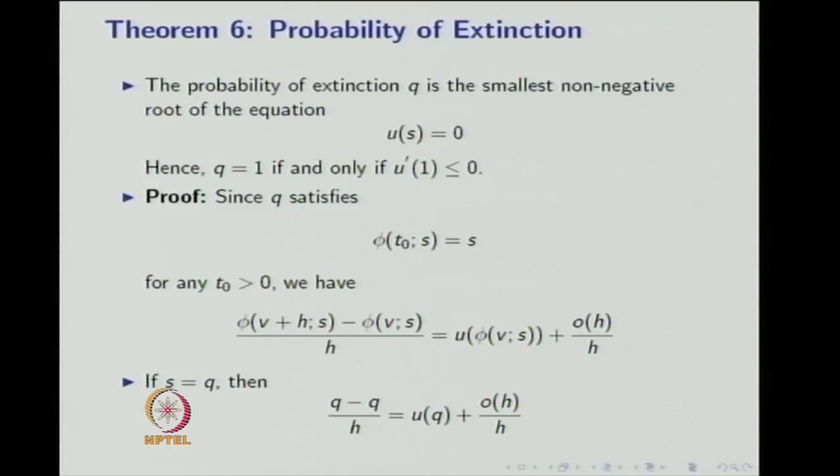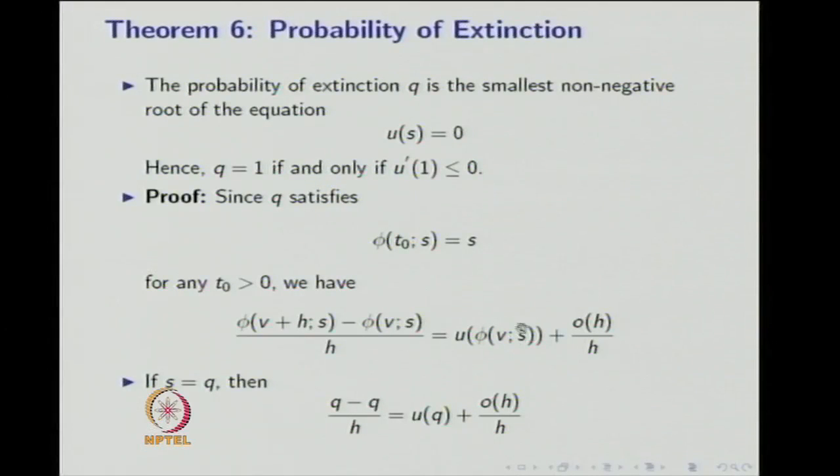So, here by using theorem 5, psi of V plus H comma S minus psi of V comma S divided by H will be U of psi of V comma S plus order of H by H. You know that this will tend to 0 as H tends to 0, if S equal to Q, because Q, the probability of extension, is the smallest non-negative root of the equation psi of T naught comma S equal to S. Therefore, if you substitute S is equal to Q here, then the left hand side becomes 0.